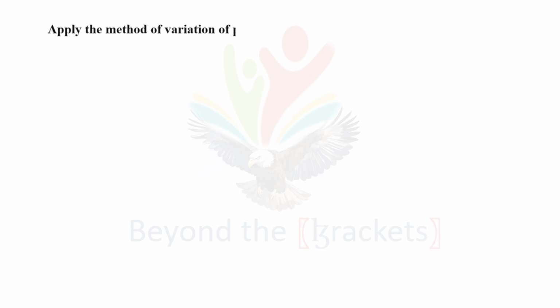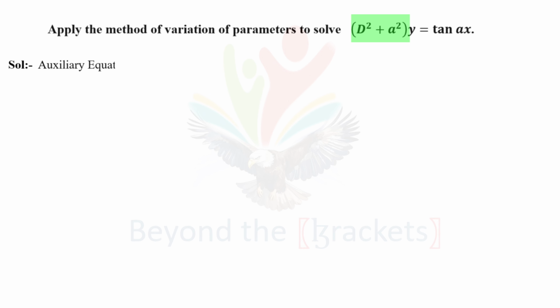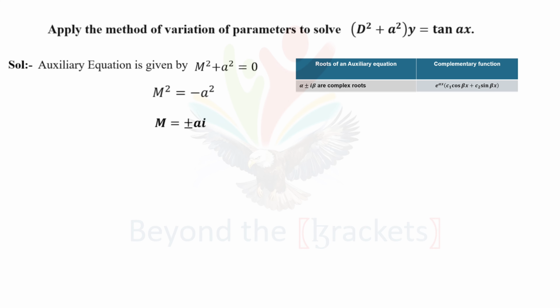Moving on to the second question, it is given in the operator form. To write the auxiliary equation, we'll replace D with m and equate it to 0 to get m square plus a square is equal to 0. The roots of this equation are plus or minus ai, which are complex roots. Here alpha is 0 and beta is a. So the complementary function will be yc is equal to c1 cos ax plus c2 sin ax.